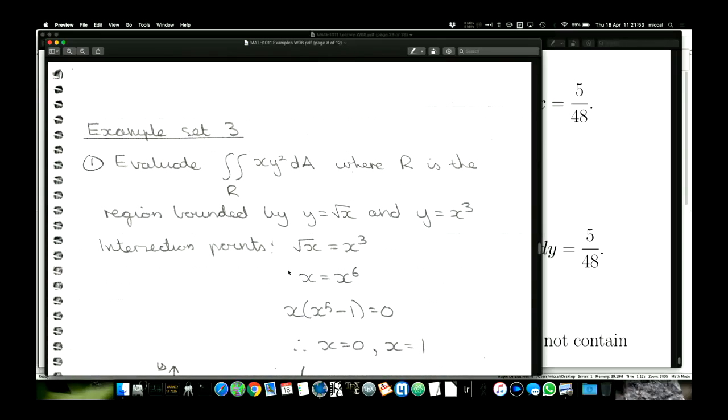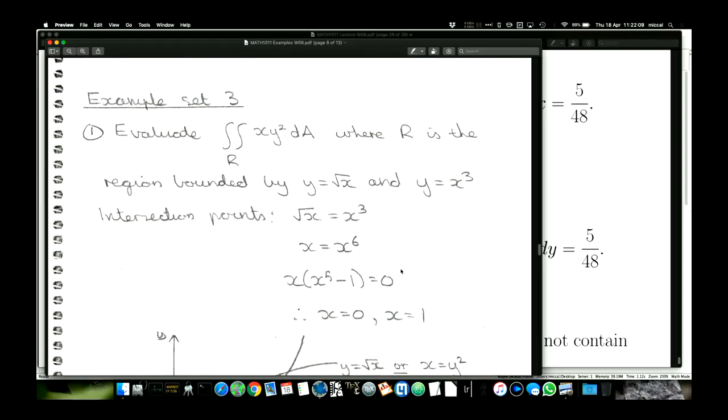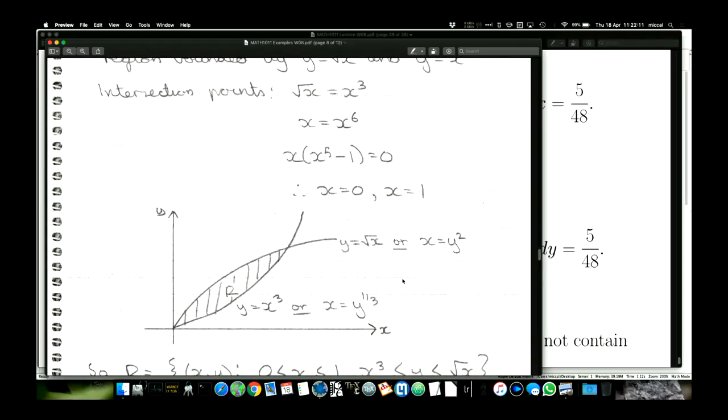Here we go. Let's evaluate this double integral where R is a region bound by y equals root x and y equals x cubed. Before I even think about looking at the integral, I draw it. I find their points of intersection, and this is what it looks like. Very similar to actually the region we just did. And I draw all of this and figure this all out first.